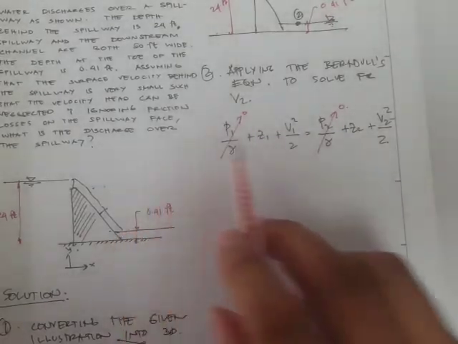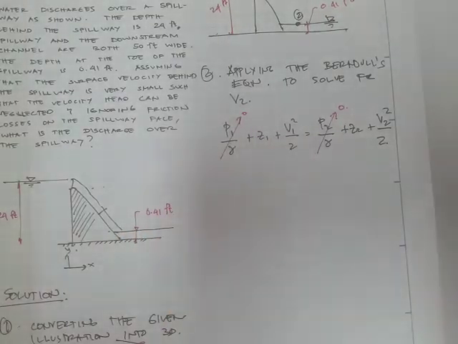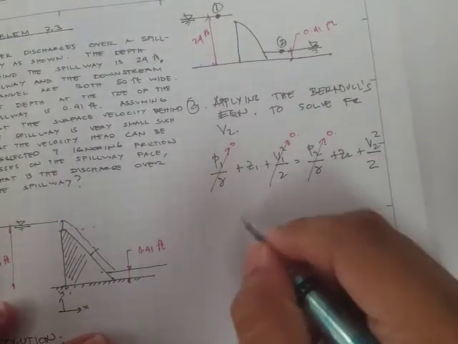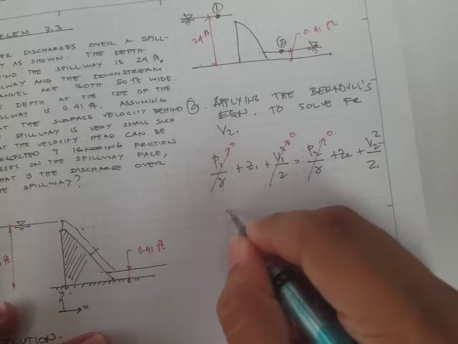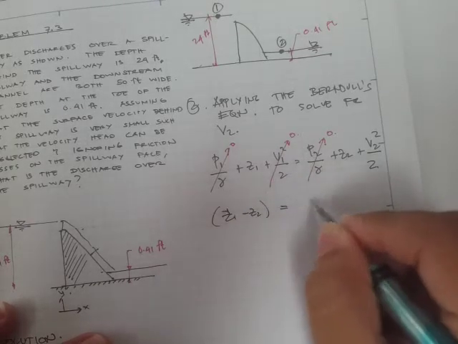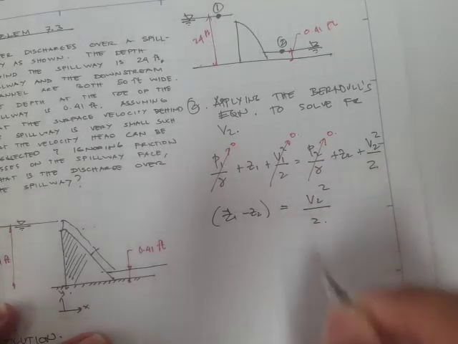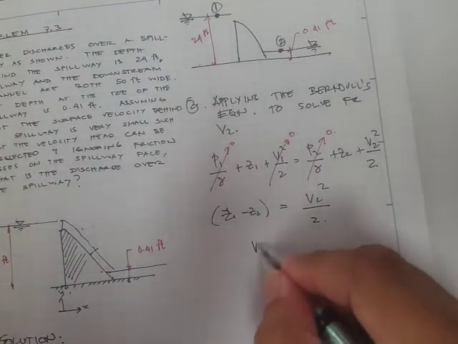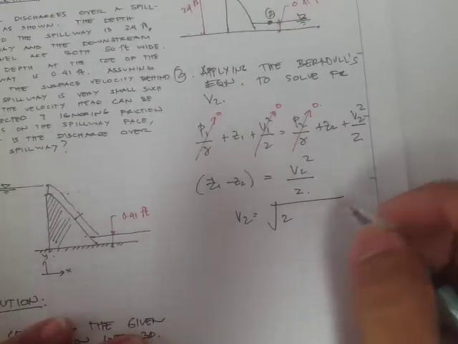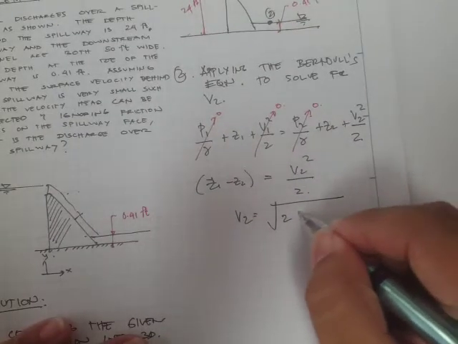Okay, so this velocity head at point 1 would also be 0. All right, now z1, let's solve for v sub 2. So z sub 1 minus z sub 2 is just equal to v sub 2 squared all over 2g. Therefore v sub 2 is just simply equal to the square root of 2g times delta z, right?